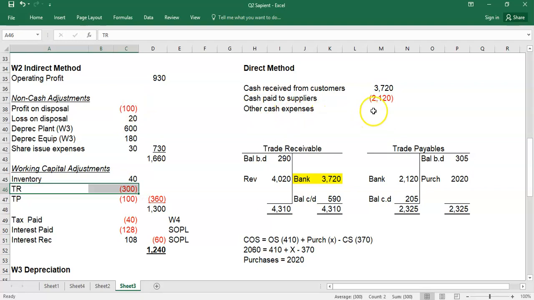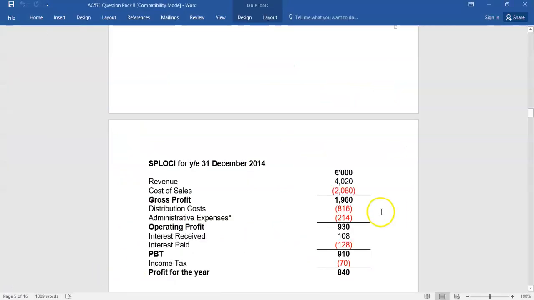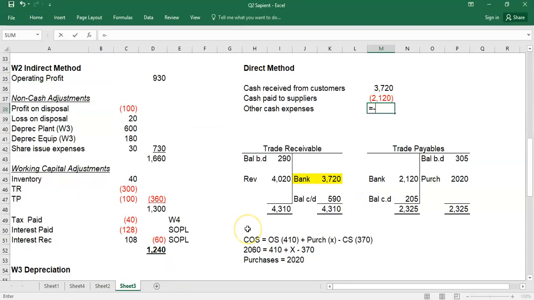And the last one, other cash expenses. This is an easier one. You start with the other expenses, which in our case are distribution costs, 816, plus admin expenses, 214. So 1,030,000, these two. And then we've used the revenue, we've used the cost of sales, and we use the expenses, coming back to the 930. So you're using the same figures. So minus 1030, and you make the same adjustments as you would have in the indirect method. So you just add back 730.